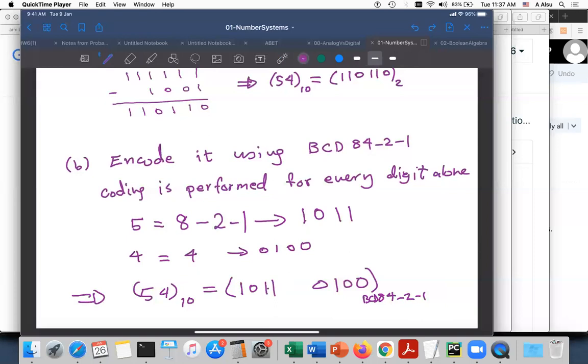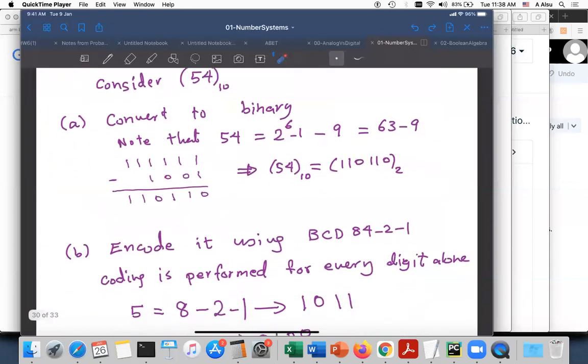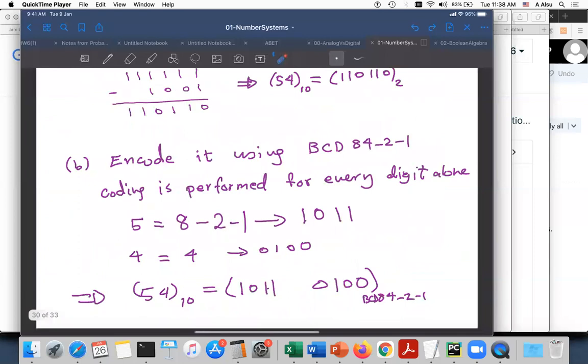Now compare this with this. They are totally different. This is at least 8-bit, and this is 6-bit, so they are different. Base conversion and coding are two different things. Do not confuse them. Any question? Okay, let's move on.